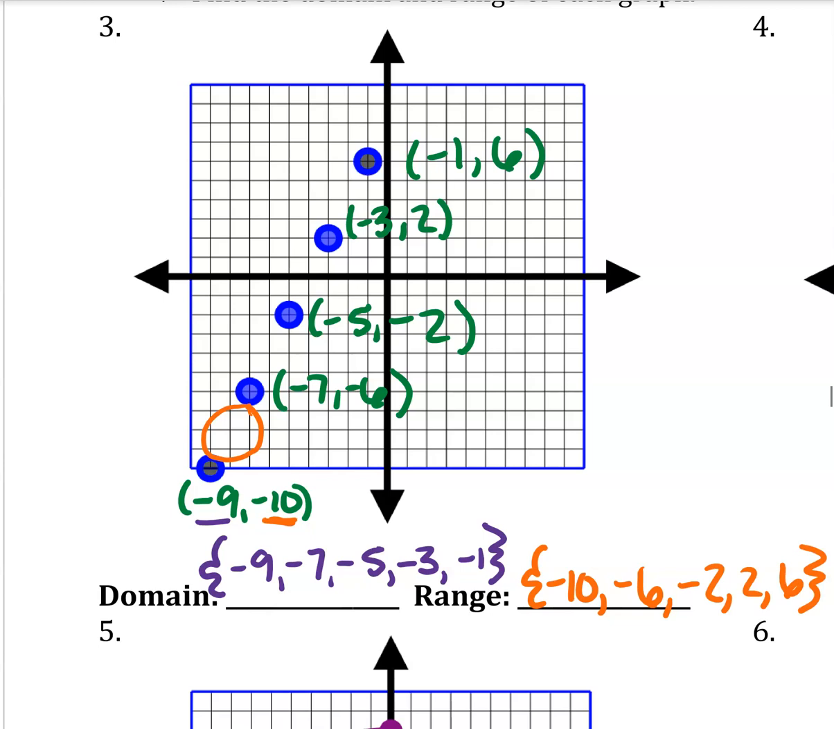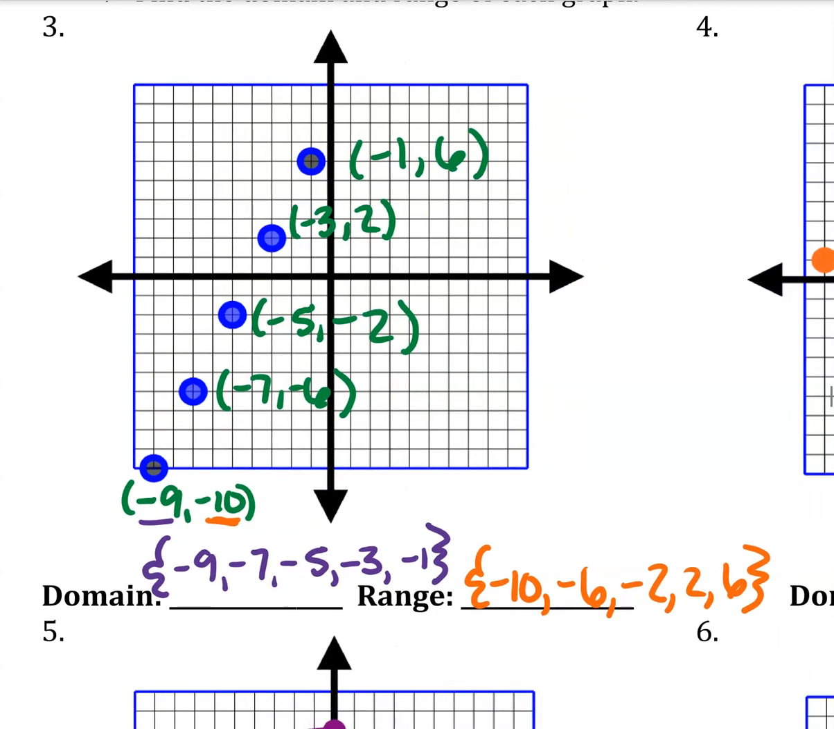Now on number 4, it's a line. So we're going to do something a little different, but this is what it looks like when you have either a list of numbers or points on a graph that are not connected.